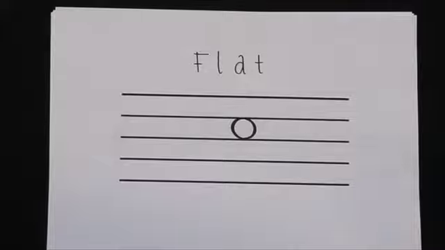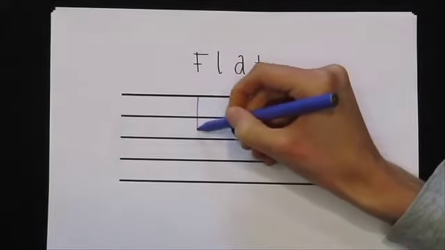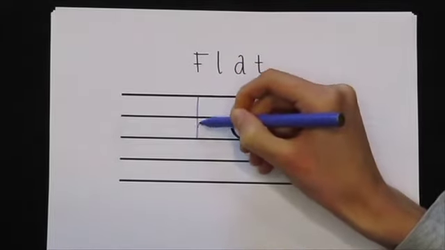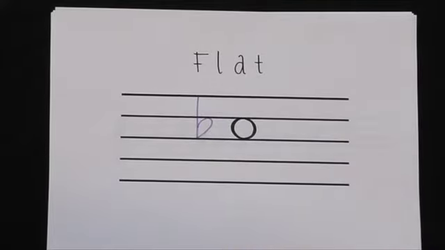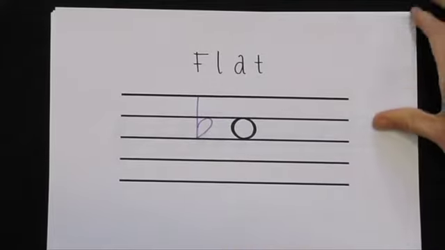We draw a flat like this. Start with a line that goes straight down. Next, draw a small curve to the right and at the bottom of the line. It looks like a lowercase b.